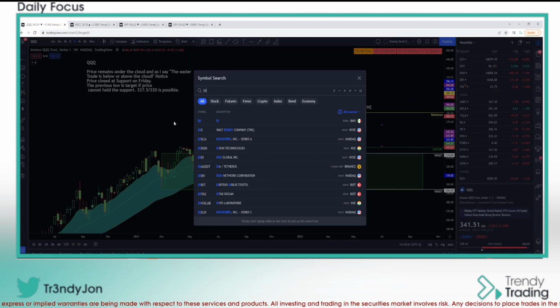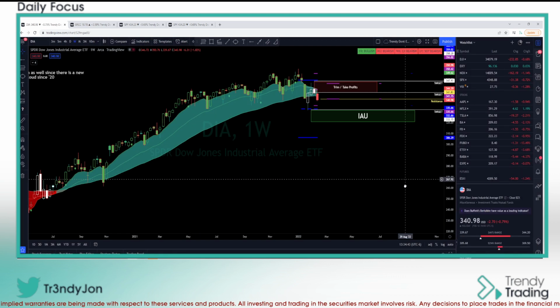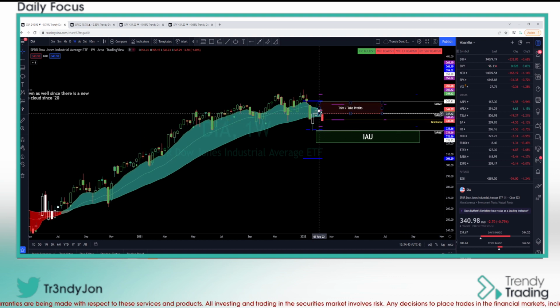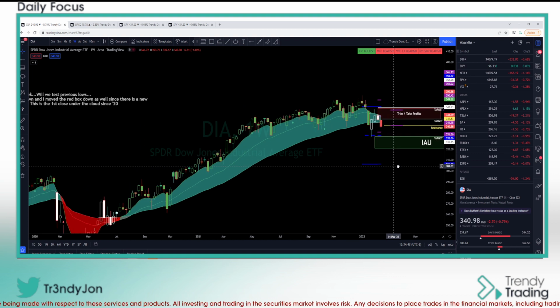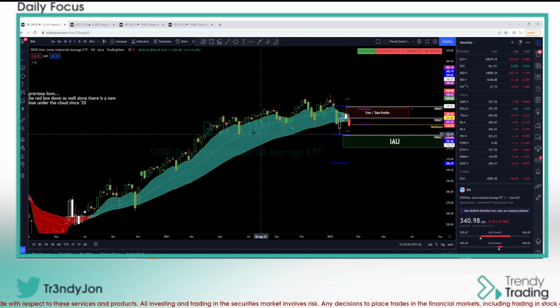Let's go ahead and move into the DIA and IWM. DIA. Now working on an inside and down, and you can see that momentum is very important here.